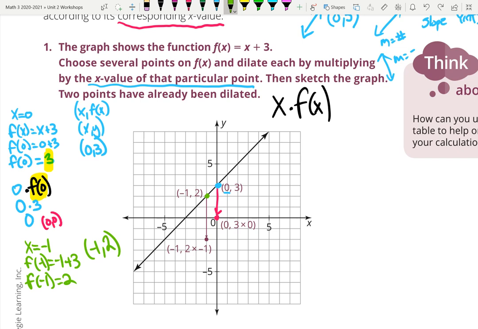Now, I need to take my rule, x, and multiply it by f of x. What is happening is I am taking my input, which was -1, and I am multiplying it by the output of that -1. That is really just saying -1 times 2, which is -2. Hence why the new point is (-1, -2). It changed. It is now here. Okay, so do we understand how the red points are the result of multiplying by x?